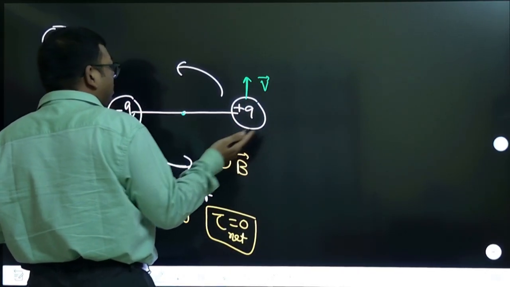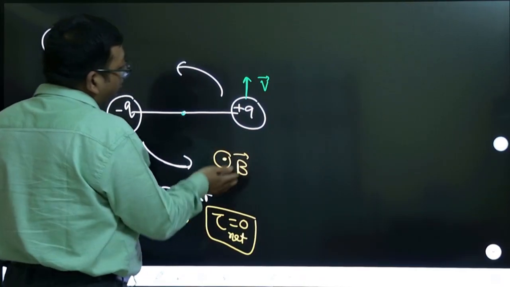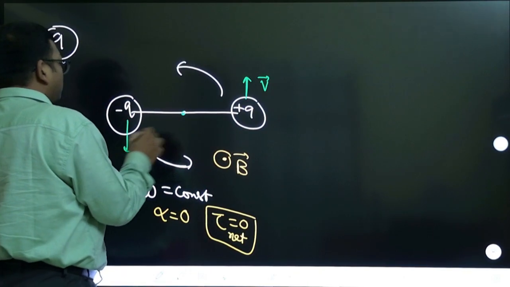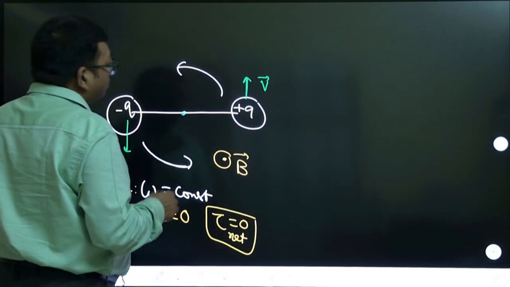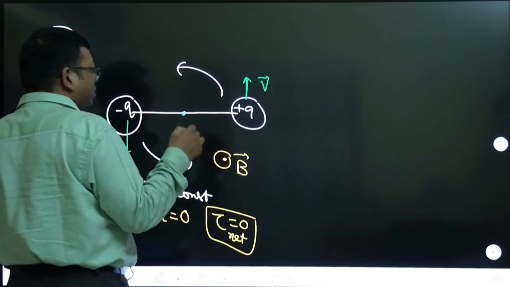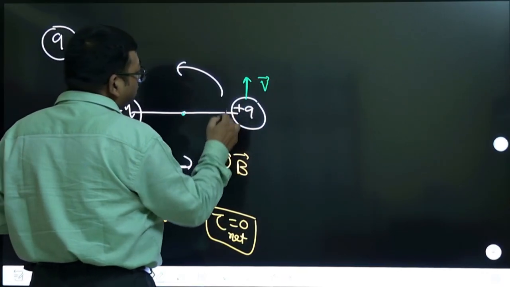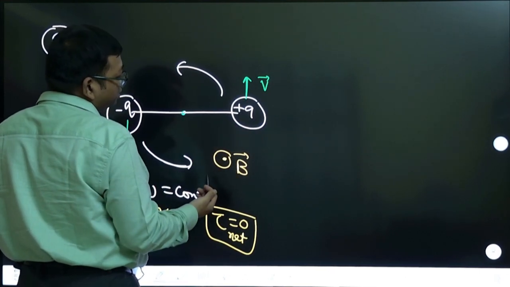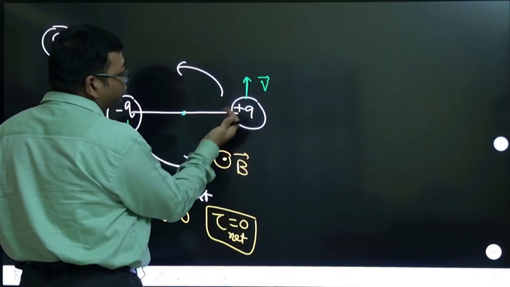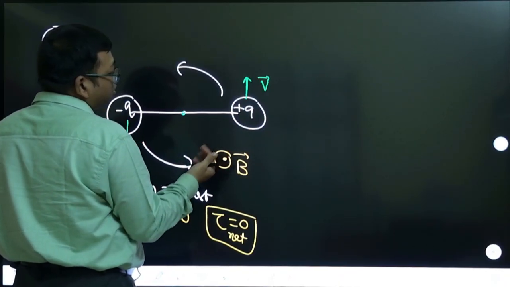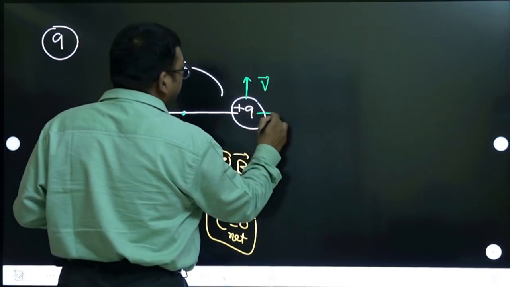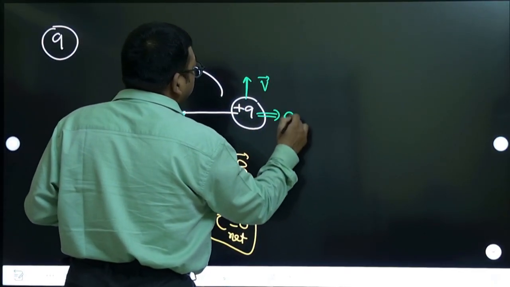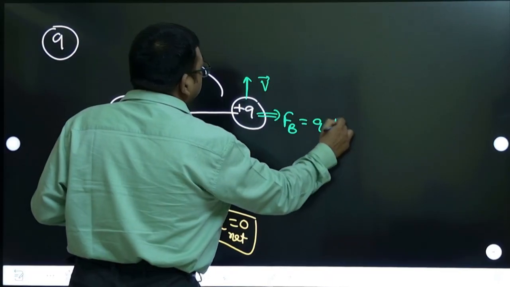So V will be there, V equal to omega r. Of course, velocity will be different because this is again in a circular motion. So each particle will have some velocity. But what is the force acting on this? V cross B. Which direction is the magnetic field? Outward. So what will be the V cross B direction? So the force will be this way. This is the force. Magnitude is QVB.